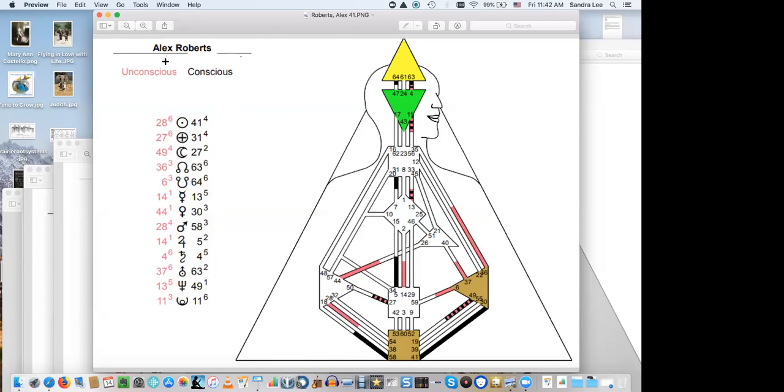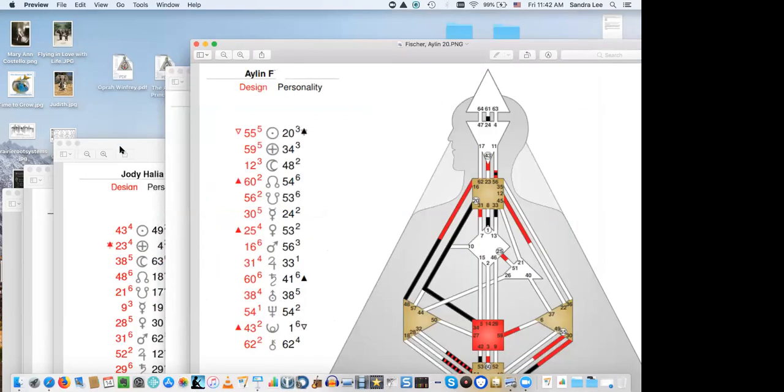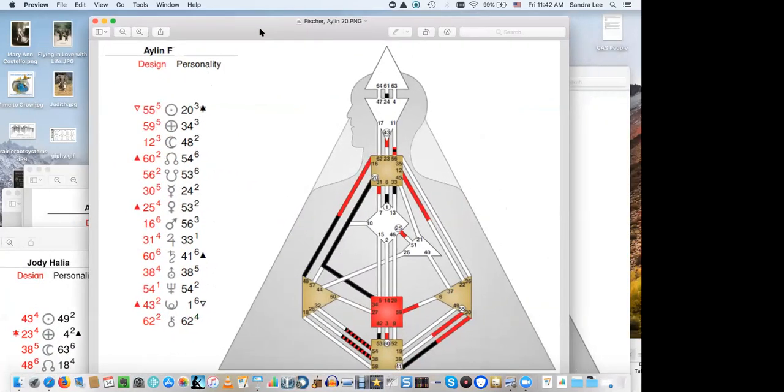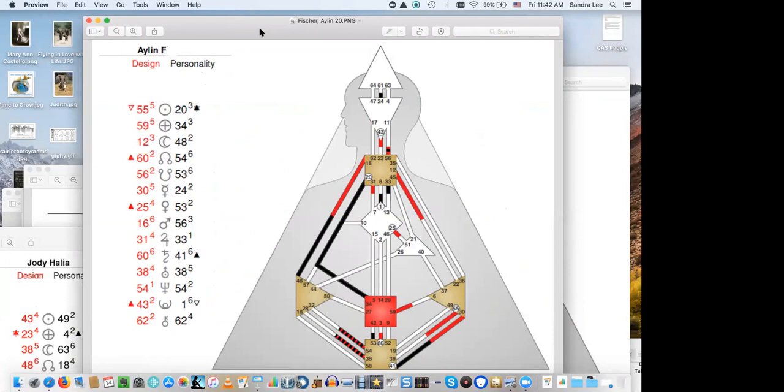Okay, let's find a chart to look at that is not a root chart. Let's see. Oh, here, we've got Aylin. Sorry if I'm pronouncing your name wrong, Aylin. Okay, so Aylin's conscious sun is the gate 20. Okay, and you've got the 34-20. So the 34-20 is the busiest channel in the chart. So Aylin might have the experience that he or she is just always busy, always doing things, always making things happen.